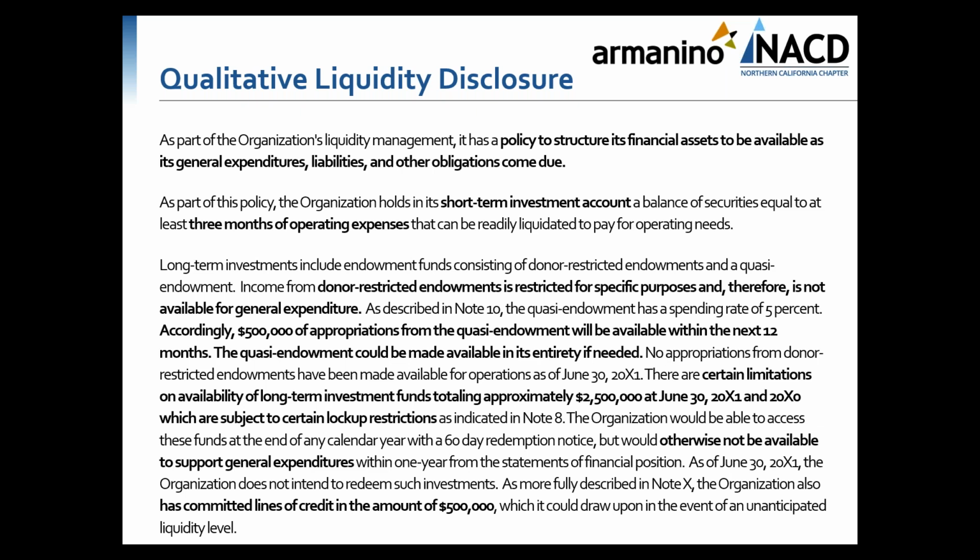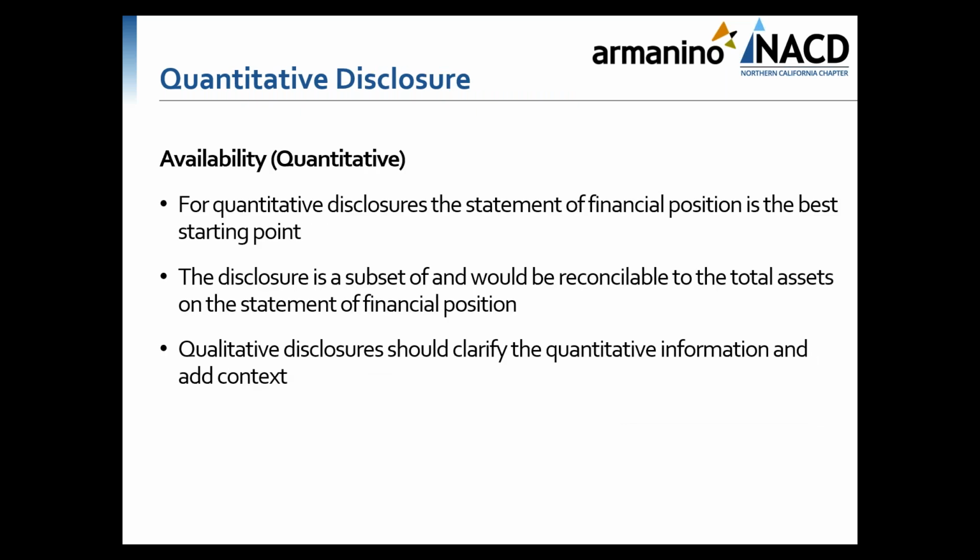And then the last thing here in this disclosure is just the example of the credit line that this organization has, which looks like they have a line of about $500,000. It doesn't look like they have any draws on it, but it could be available if needed. So that's the qualitative piece, a really brief example, of the disclosure.